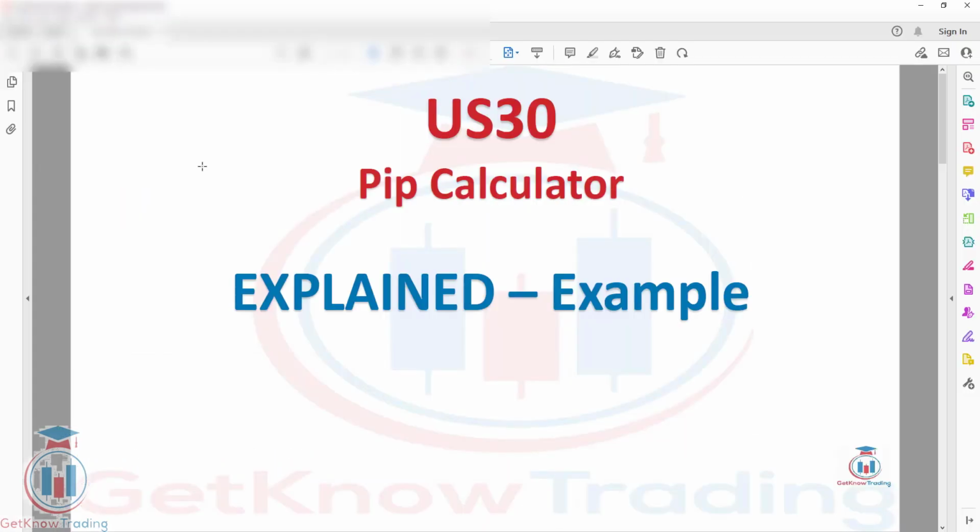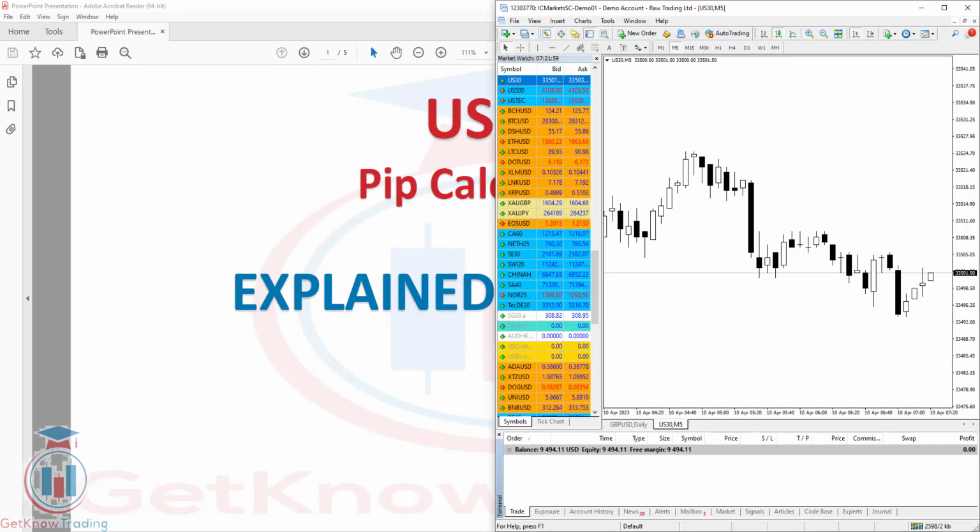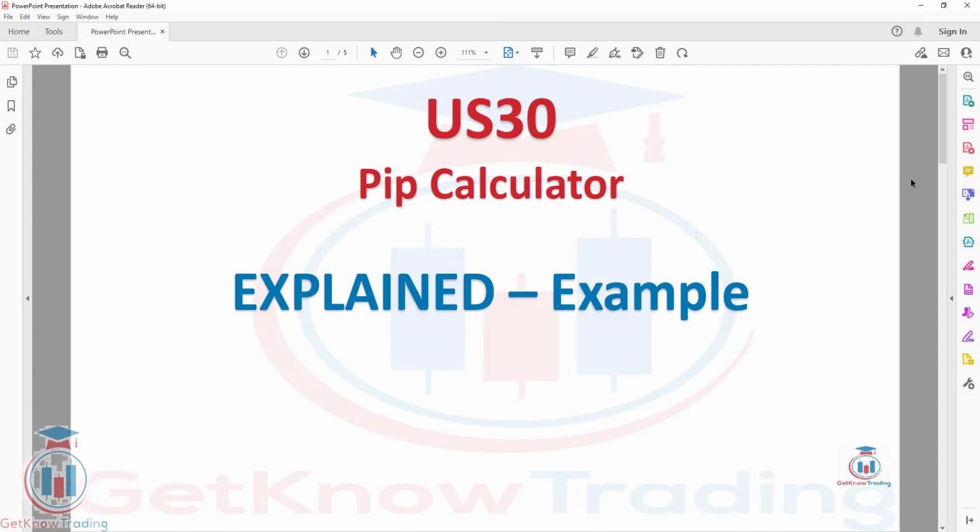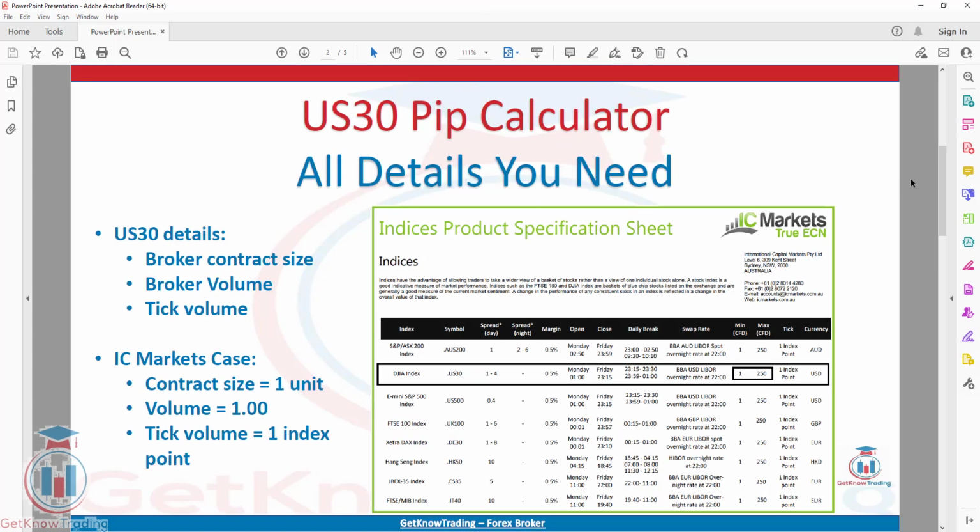Here it is, US30 Pip calculator explained, with one example. Later on we will get back and show you an example inside the MT4, so you understand everything correctly. First of all, the details that you need are written here. For the US30, they are the broker contract size, the broker volume, and the tick volume.